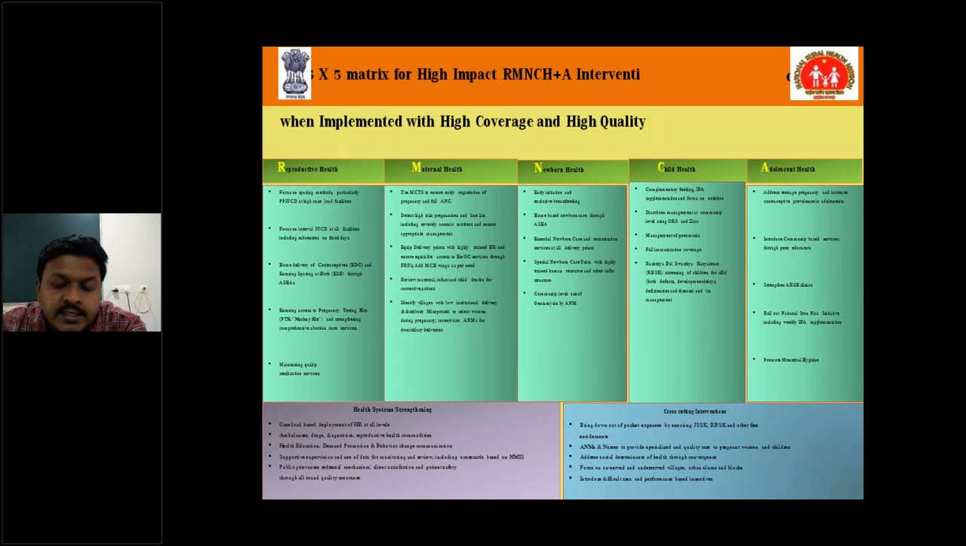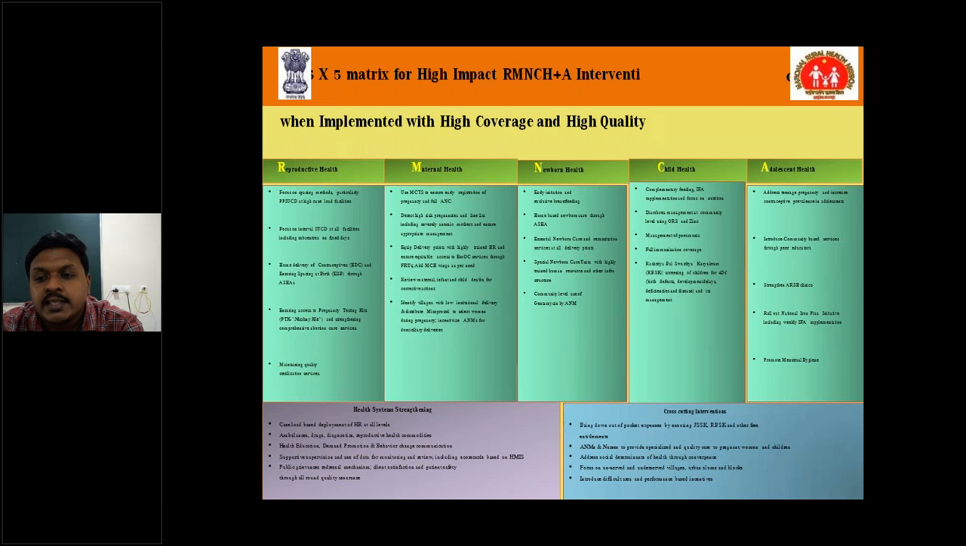disease management. So these are very, very important 4 Ds under RBSK, Rashtriya Bal Swasthya Karyakram. This is also an important short note for you people. This is the child health matrix.